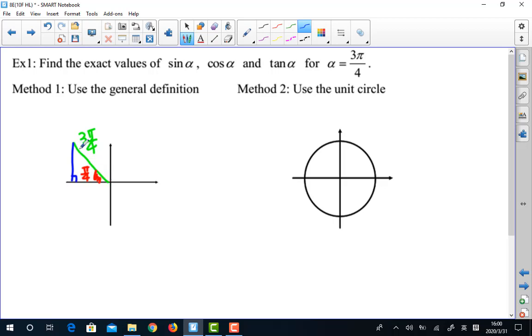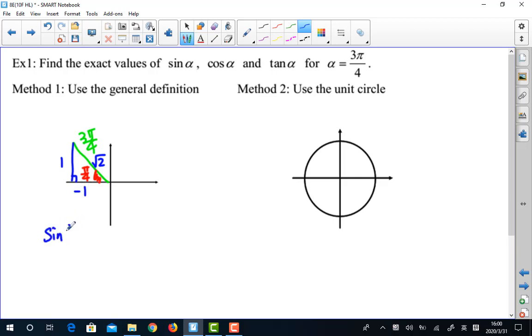With this right triangle, I need to use the knowledge I learned in section 1. This right triangle is a 45, 45, 90 degree right triangle. So I will let the sides be 1, 1, root 2. Since this right triangle is in the second quadrant, and this side should be negative on the negative x-axis, I let this one be negative 1.